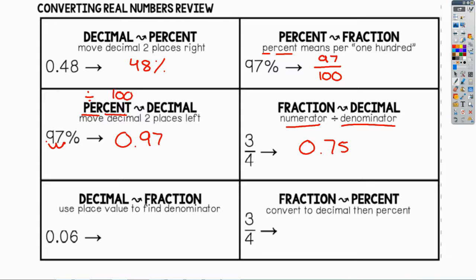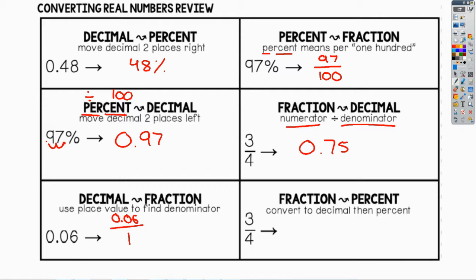Next, if we want to turn a decimal into a fraction, all we need to do is first use the place value to find the denominator. Meaning, if you rewrite this as a fraction, what I'm going to tell you to do is always put these fractions over 1 first. So 0.06. I'm going to write 0.06 and put it over the number 1.